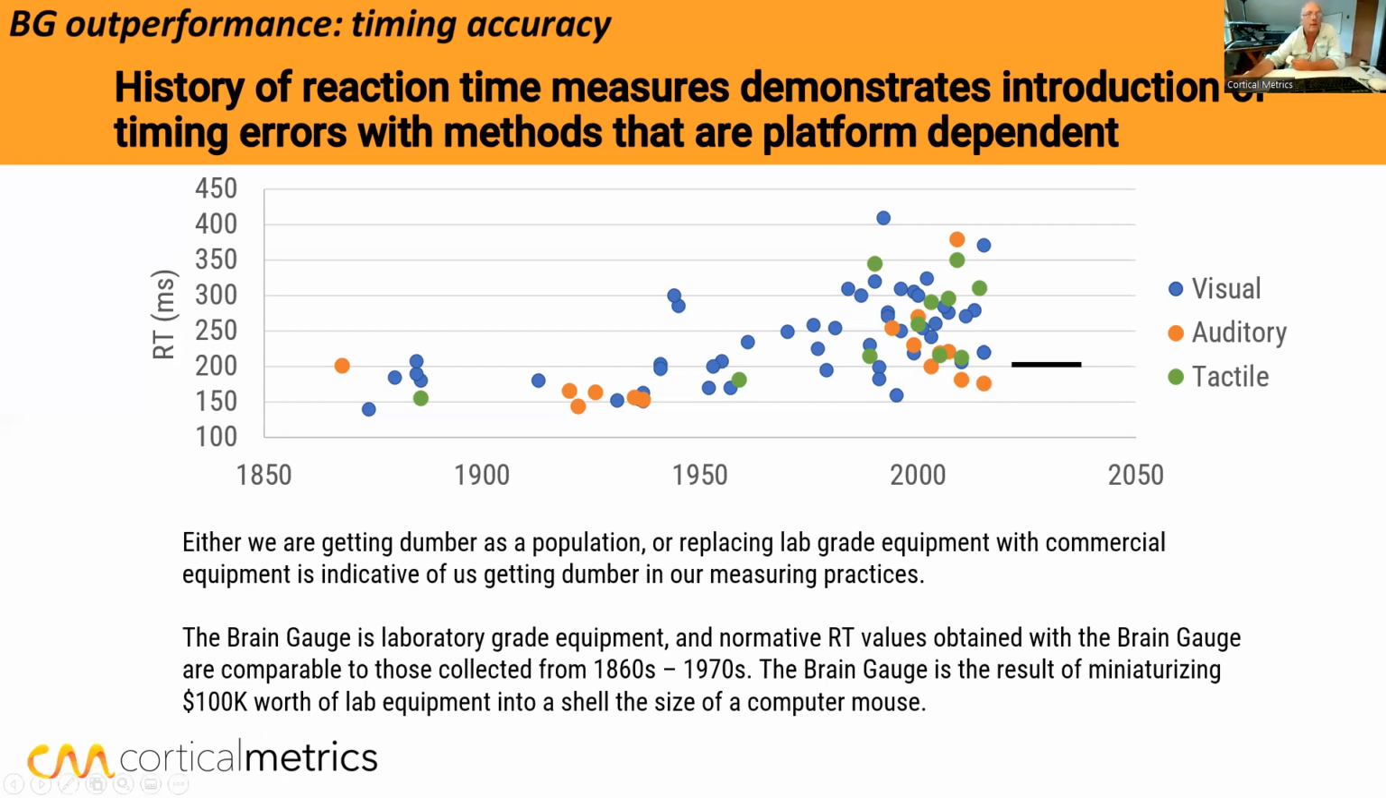And that whole story is in another video. But the bottom line is the Brain Gauge has sub-millisecond accuracy in terms of timing for reaction time, and it's over 100 times more accurate than any other commercially available system. What that also means is that reaction time variability, which is a really good measure of your ability to focus or to pay attention, can be measured with the Brain Gauge accurately. Other systems can't do that.